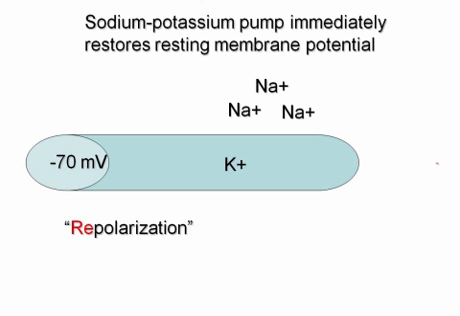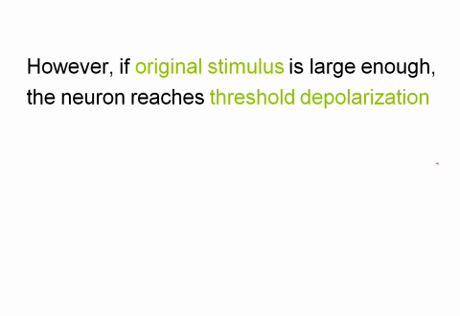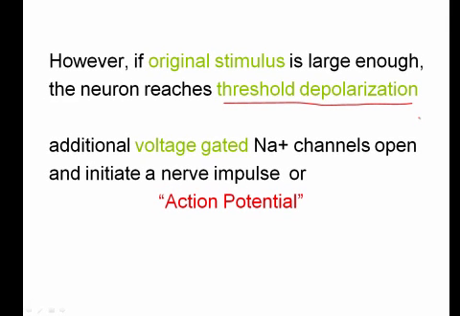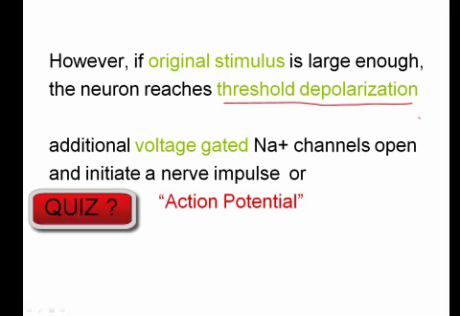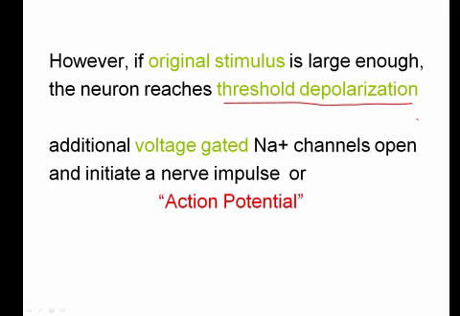But if that original stimulus, something touching our finger, is large enough and it lets enough sodium enter the cell, we can reach something called a threshold depolarization. A threshold depolarization is a larger disruption in the voltage across the plasma membrane, and it causes some different sodium channels to open. These are voltage-gated sodium channels. They will open anytime that voltage on the membrane reaches the threshold level. And whenever these voltage-gated sodium channels open, that initiates the nerve impulse, what we call an action potential.